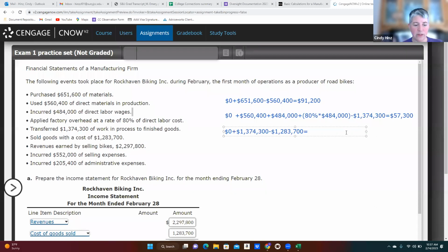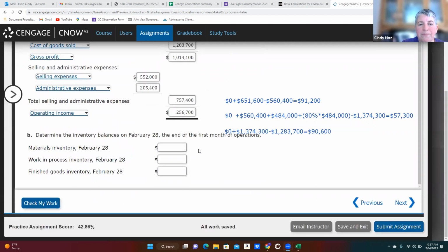I put the 0 in there so that if you were working with a company that was not in its first month of operations, which is certainly going to be much more common, we would know where to put that beginning balance for each one of these accounts. And so we finished 1,374,300. We sold of that 1,283,700. And so our ending balance should be 90,600.